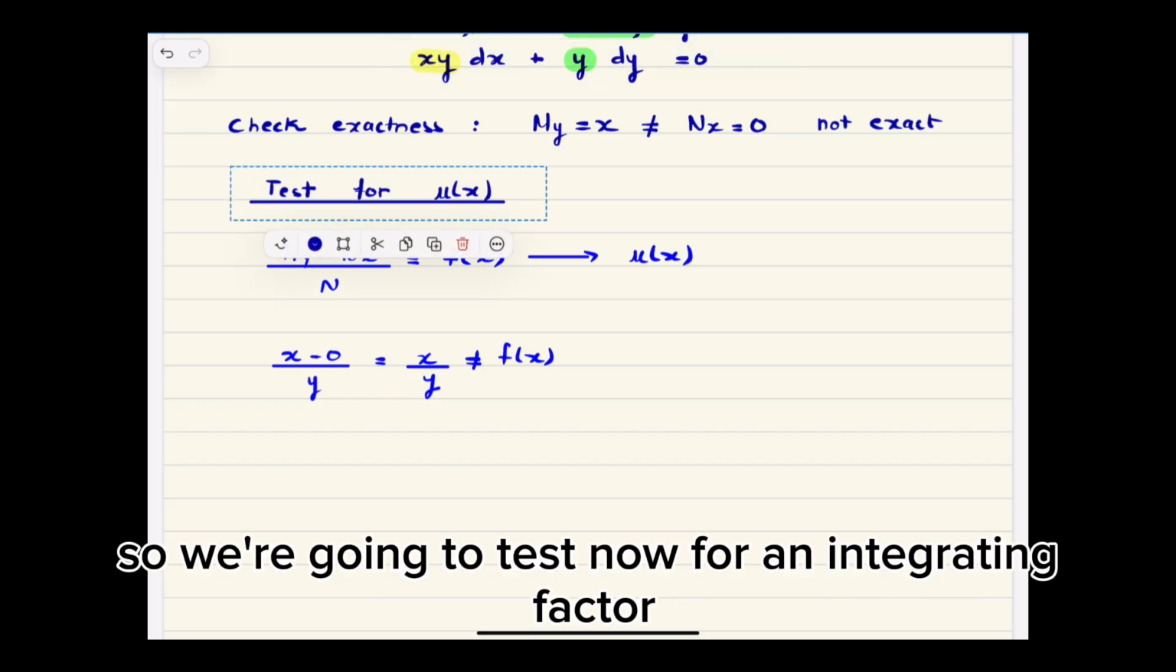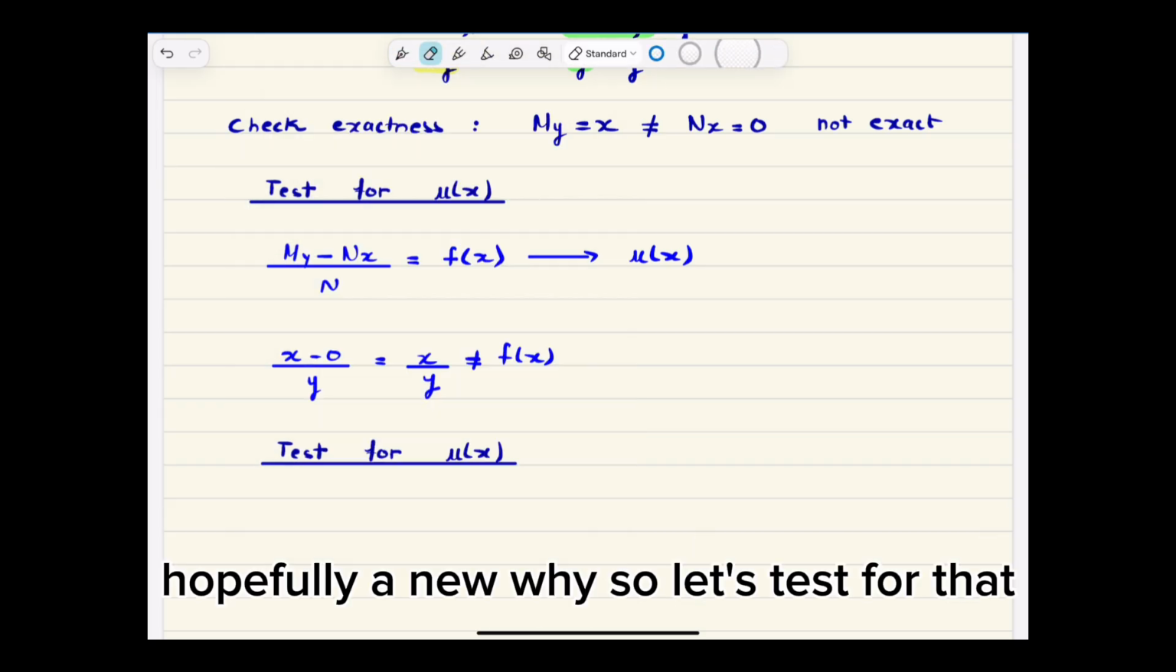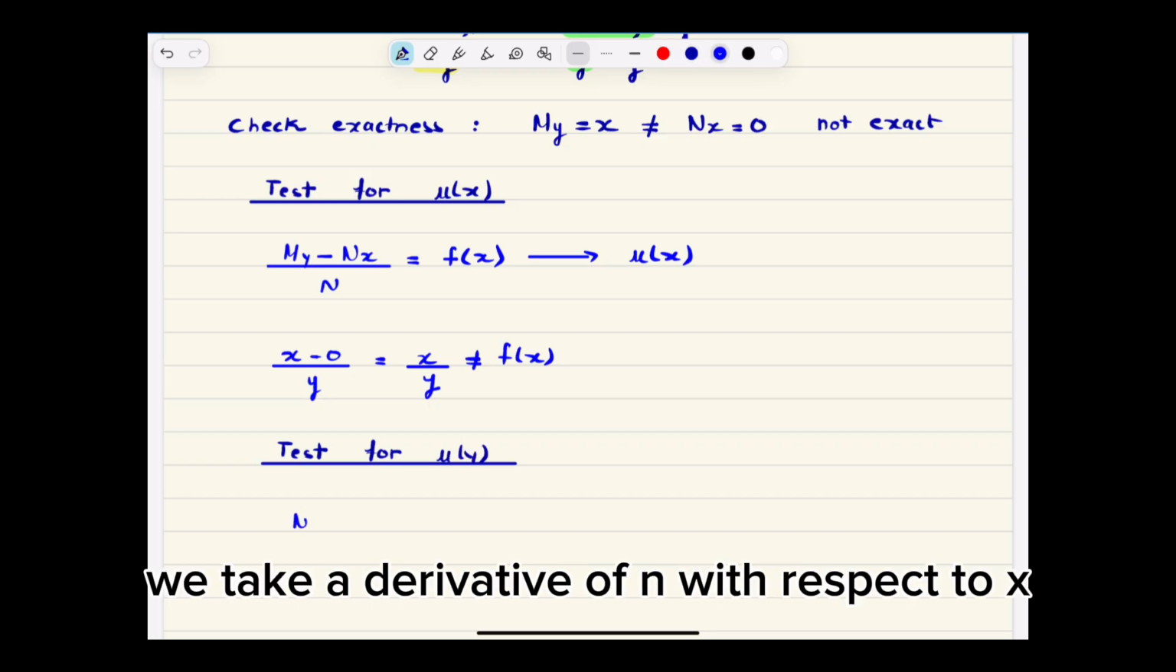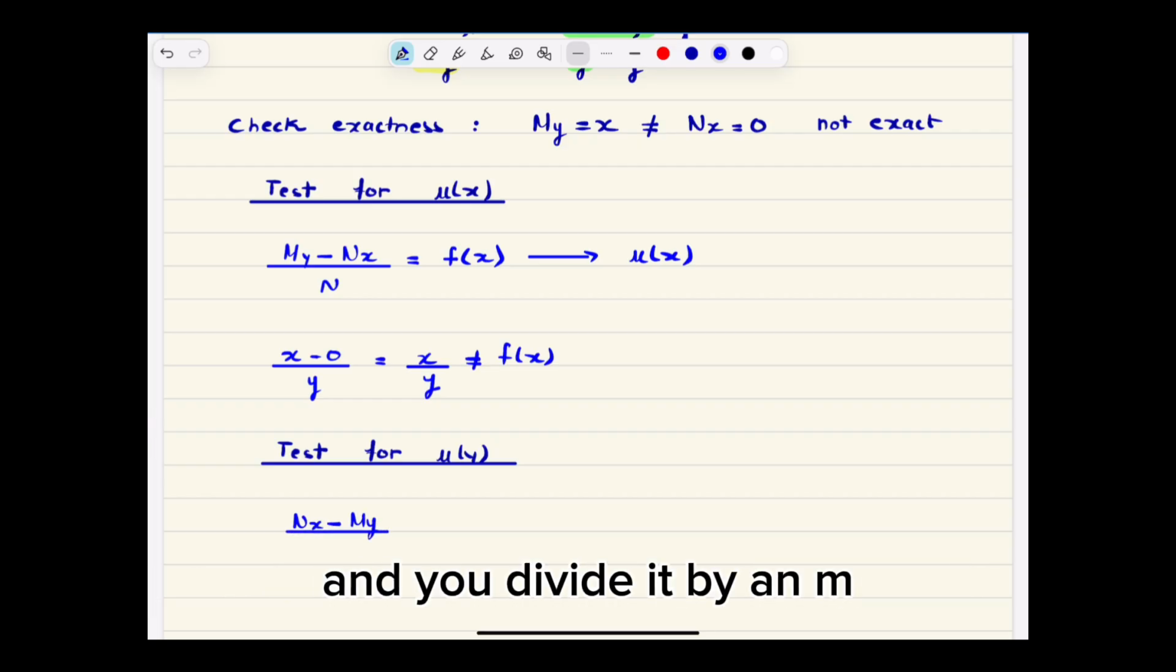So we're going to test now for an integrating factor, hopefully a mu(y). So let's test for that. Let's try to find this. Okay, how do we go about this? We take the derivative of N with respect to x minus M with respect to y, and you divide it by M.